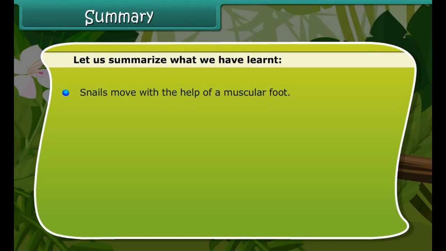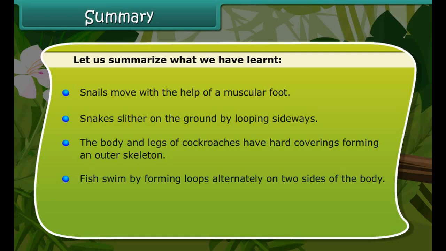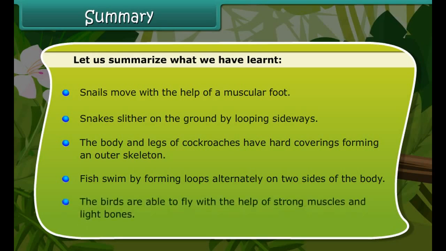Snails move with the help of a muscular foot. Snakes slither on the ground by looping sideways. The body and legs of cockroaches have hard coverings forming an outer skeleton. Fish swim by forming loops alternatively on two sides of the body. The birds are able to fly with the help of strong muscles and light bones.